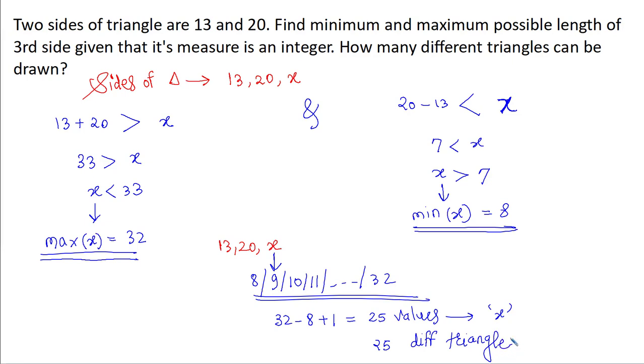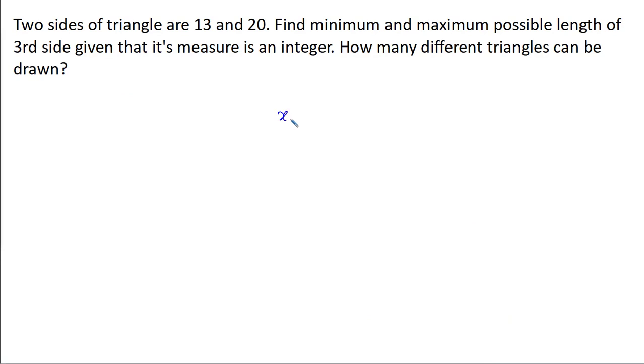Okay, now after this, or you can directly write a final inequality. How can you directly write the inequality? Let's have a look at it. Okay, so the third side is x, that third side x should be greater than the difference between the other two sides. Okay, and that third side should be less than the sum of the other two sides. Okay, you can directly write this inequality also.